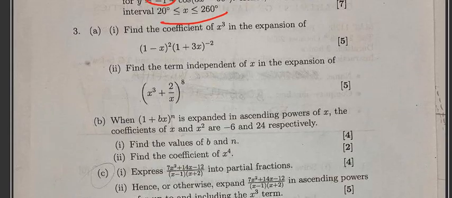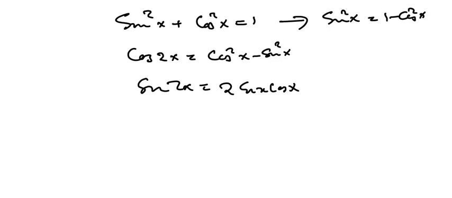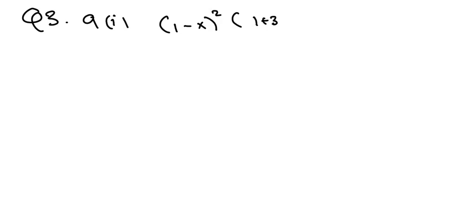And look at question number 3, which is on binomial. So question 3, they are saying find the coefficient of x to the power 3 in the expansion of this guy. So we're going to take the first part. So question 3, we're having part 1. This is just 1a1, 1 minus x to the power 2. Then we have 1 plus 3x to the power -2.